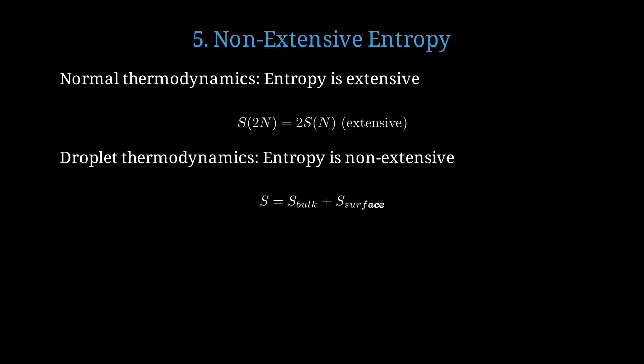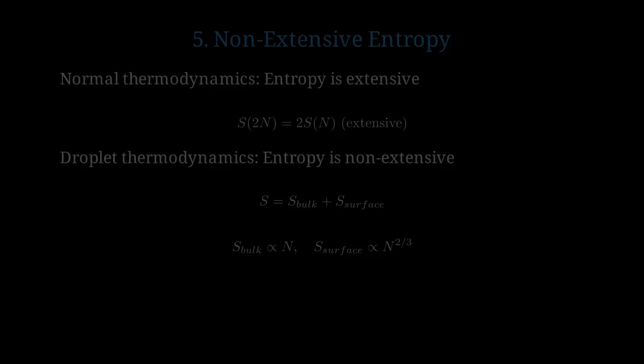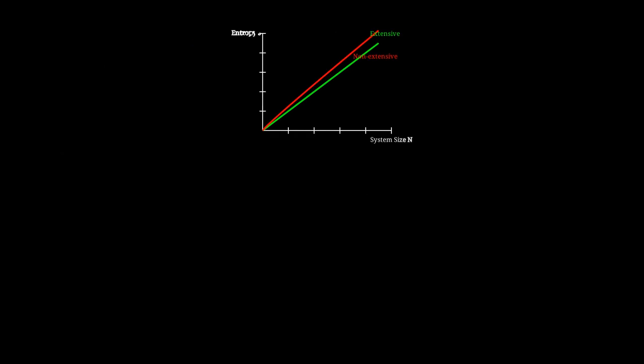The total entropy has 2 parts, bulk entropy and surface entropy. Bulk entropy scales linearly with n, but surface entropy scales as n to the 2/3 power. This graph shows the difference. The green line is perfectly linear, representing extensive behavior. The red curve deviates from linearity due to surface effects.